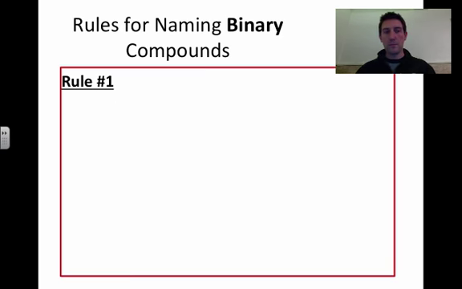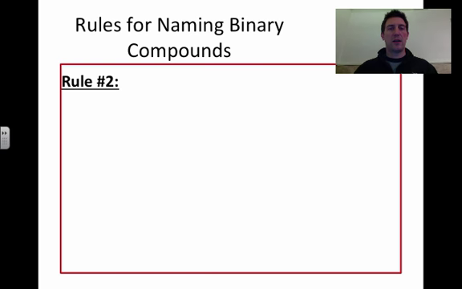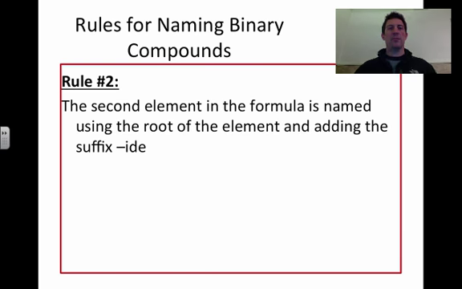So the 3 rules. Rule number 1, the first element in the formula is always named first using the entire name. So if we have CO2, that's carbon something. You probably know what the rest of that is. But rule number 1 says that that C is going to be called carbon. Rule number 2, the second element in the formula is named using the root of the element and adding the suffix "ide." So we already know that the first one is carbon. We know that second element is oxygen. But now we know that we need to change that to "ide." So it's carbon something oxide.